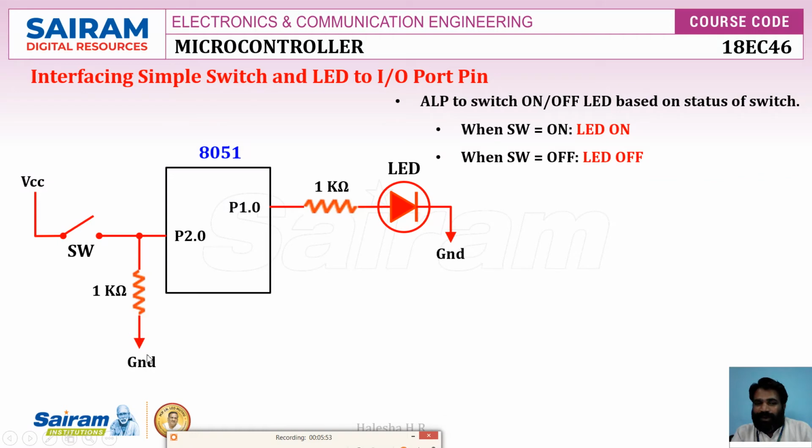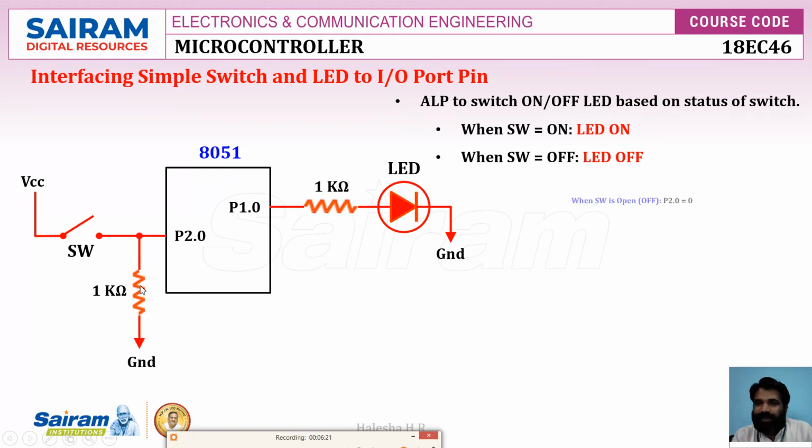We connect ground through the resistor. So whenever it is open, it reads 0, and whenever it is closed, it reads 1. This is another way of connecting the switch. In the previous one, one end of the switch is connected to the port pin and the other end to ground. Here the other end is connected to VCC. To overcome the floating, high impedance state, we connect to ground through a resistor.